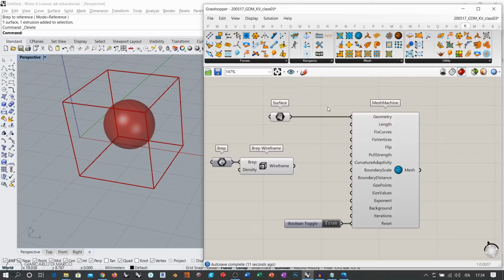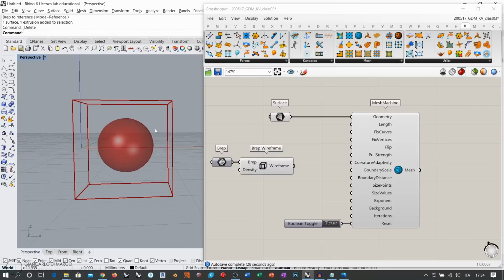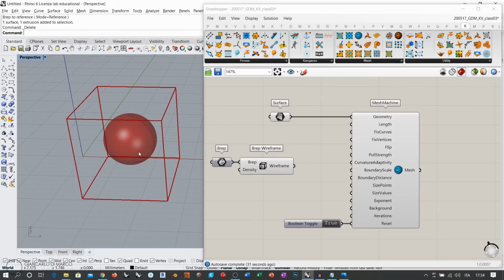What you must define here is basically, I would say that 2 are the relevant parameters here. First one is the length. This is the target length of the edges of the resulting mesh. So you must set this according to mainly the dimension of the object that you are trying to convert.